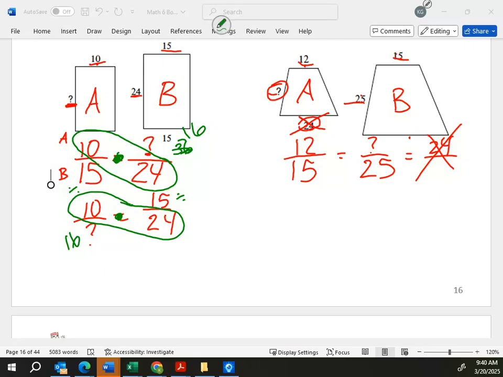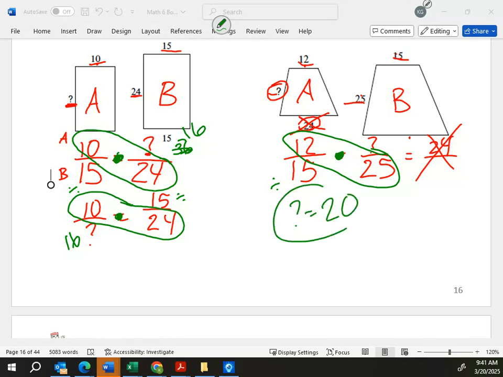Now, Maddie, we decided these are the 4 sides that we're using. What was our next step? I multiply my diagonal, and then what am I going to do with that answer? Divide by 15. What did you get for your answer, Mandy? Did you do it? What did you get? 20. My question mark side is 20.